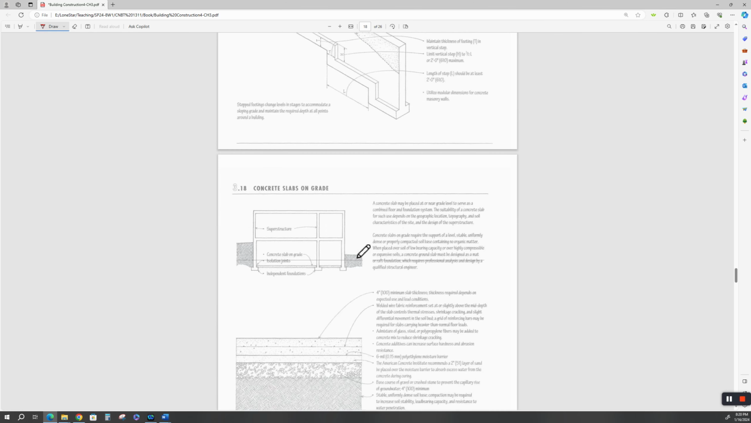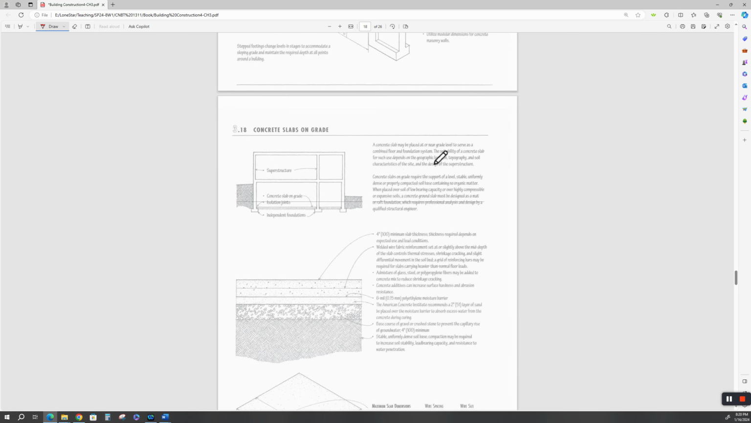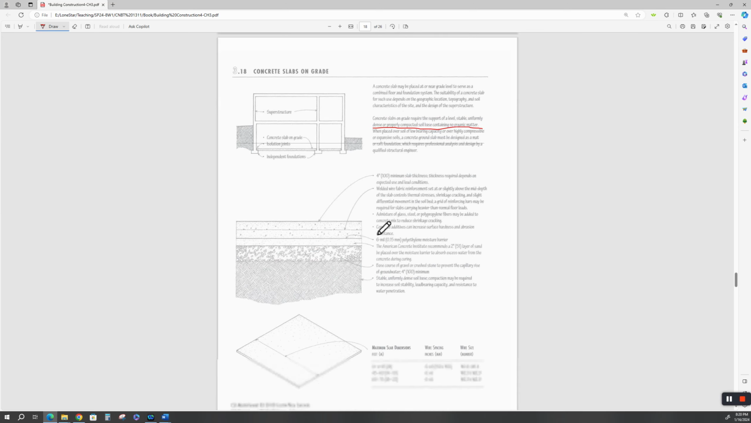All right, concrete slabs on grade. We've talked about concrete slabs on grade. They can be placed at grade level or below grade level, on the support of a level, stable, and uniformly dense or properly compacted soil. We've already discussed that. He gives some details here which generally don't happen around this area.